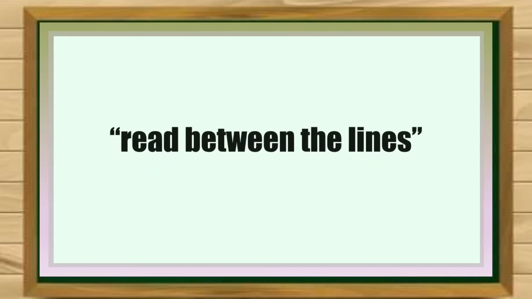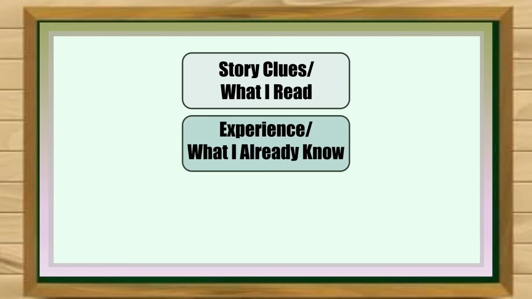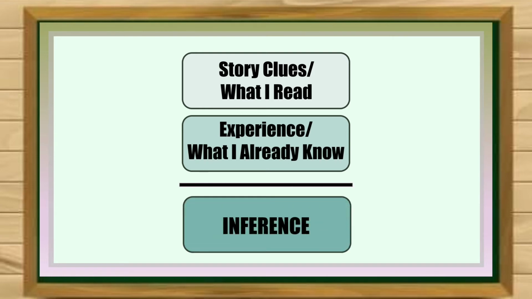Making inferences is a comprehension strategy used by proficient readers to read between the lines, make connections, and draw conclusions about the text's meaning and purpose, and to use a formula to figure out things on your own. Let us study the formula in making an inference. Story clues, or things which you have read, plus your experiences, or things you already knew, are the two things needed to produce an inference.